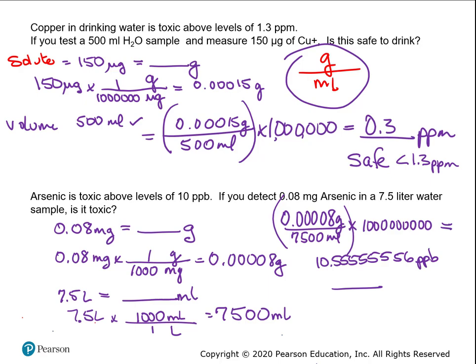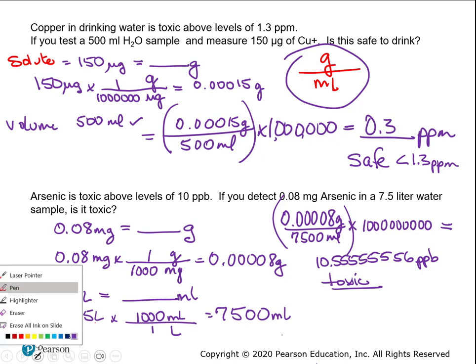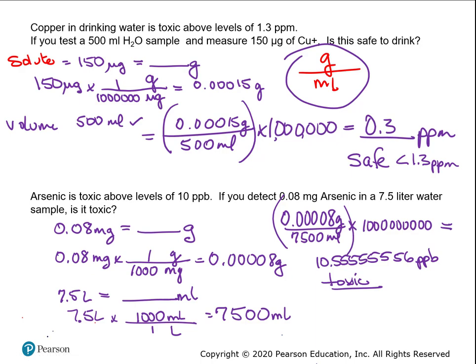So is this safe? Why? It's greater than 10. Arsenic is toxic above levels of 10 parts per billion. So you see that? Anything above 10, toxic. So 10.5, yes, toxic. Now, the question comes in, what about significant figures? So I will tell you, in figuring out parts per million, parts per billion, if you're comparing it to a level, don't round, just compare it, okay?